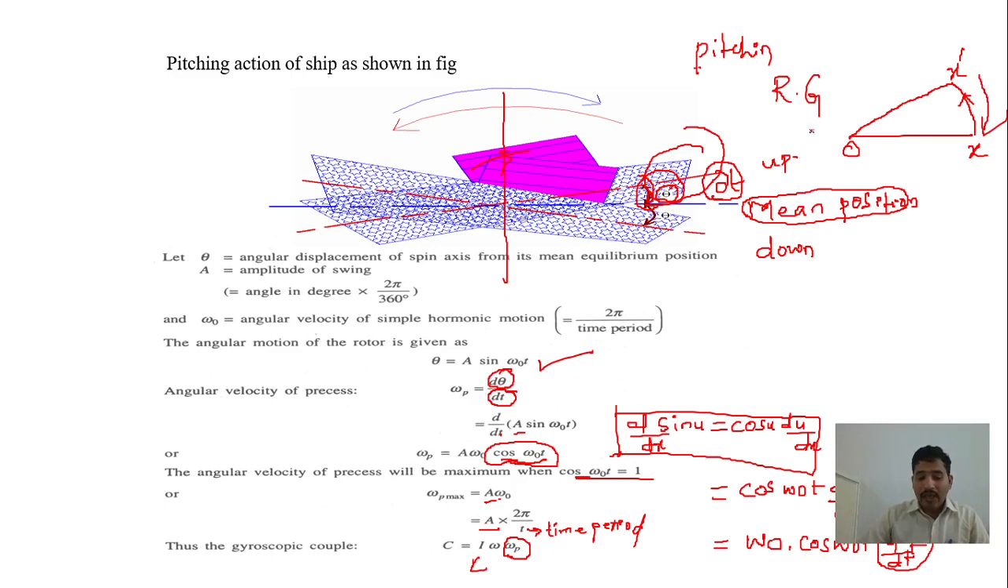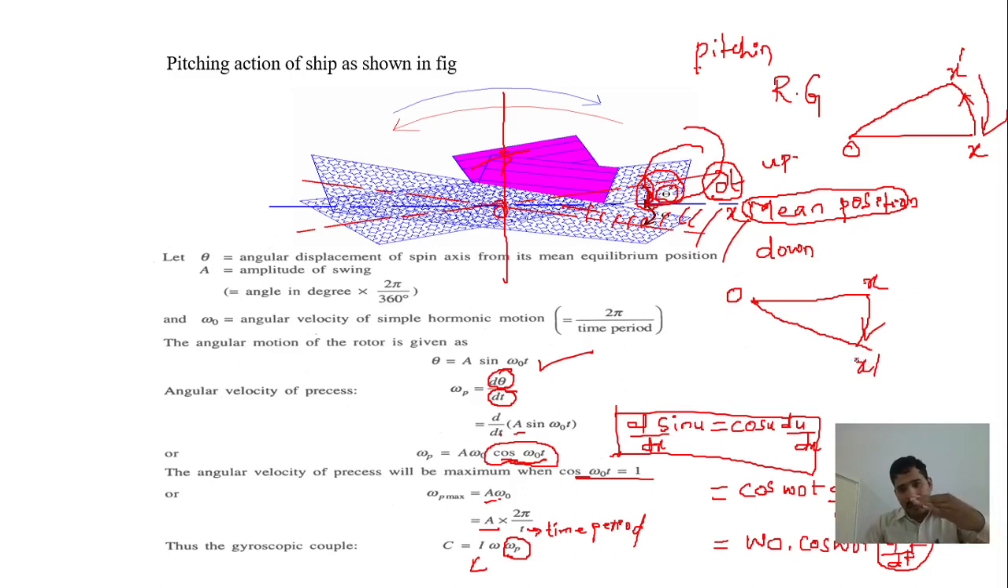When the pitching is downward, the reactive gyroscopic couple will be like this. This is the origin point O, this is X, and this one is X dash. O to X is the initial angular momentum, and OX dash is the change of angular momentum, if it is below the mean position of the ship.